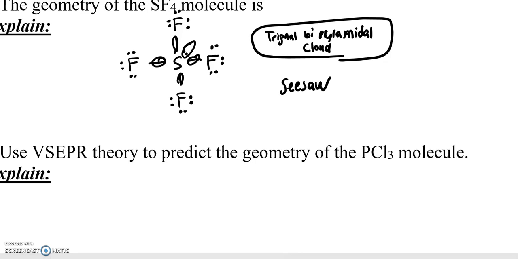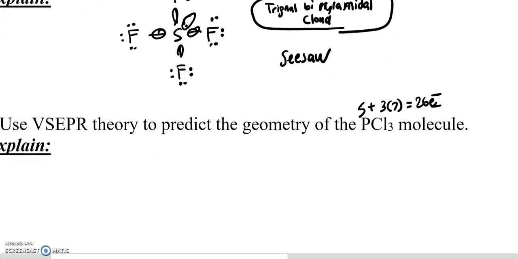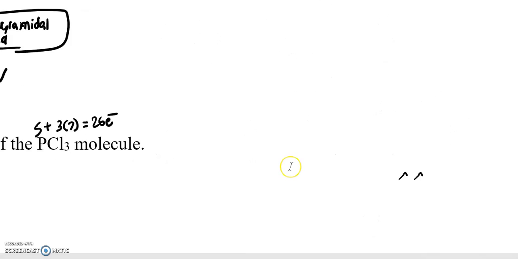I'm going to look at how many valence electrons are on phosphorus. I see that it's 5 for phosphorus from the periodic table, plus I have 7 for each chlorine. 3 times 7 makes 21 right there, and then 26 electrons in total. Let's do phosphorus in the center.